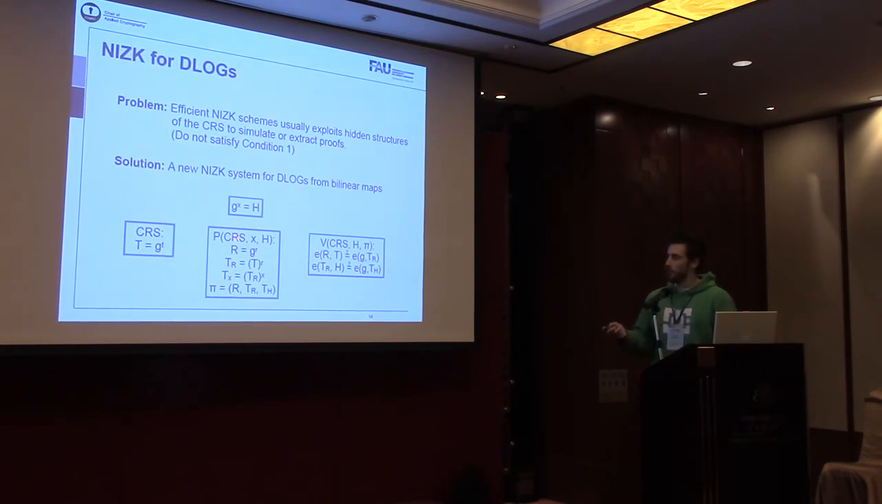Essentially, to prove the knowledge of this x such that g to the x is equal to h, we first re-randomize the common reference string, and then we raise these re-randomized group elements to x, and that's what our proof is composed of. To verify this proof, we just need to compute the pairings and verify that these two equalities hold. What's happening here is essentially we are computing a re-randomized version of a Diffie-Hellman tuple. And the idea is that the only way we could compute a Diffie-Hellman tuple with h and t is by knowing x, because t was uniformly sampled.